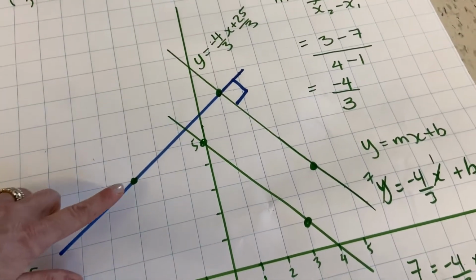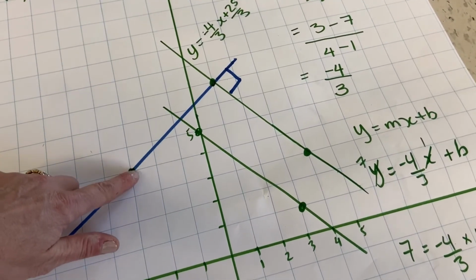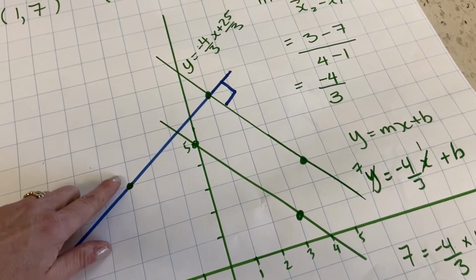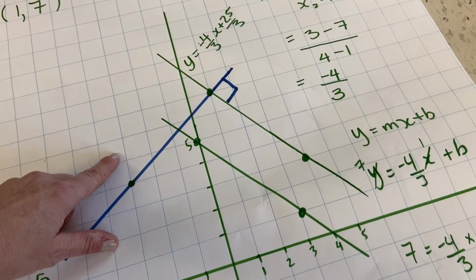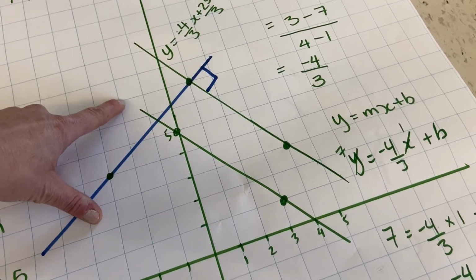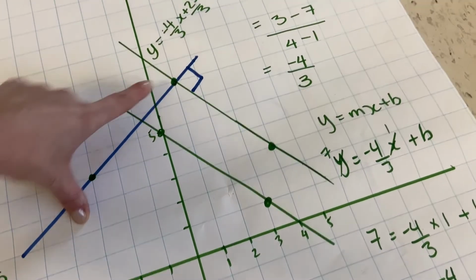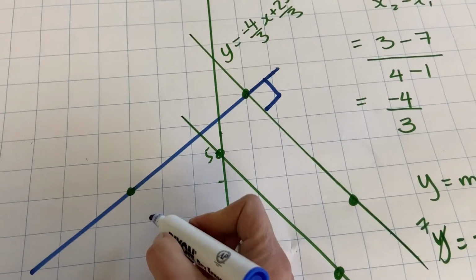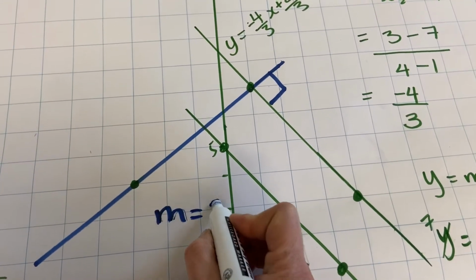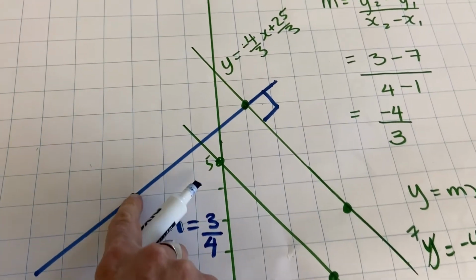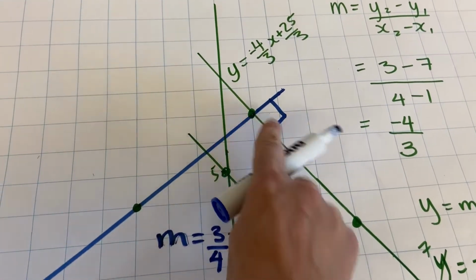If I look at this point over here, and I want to get from this point to here, instead of going down, this time I need to go up. 1, 2, 3. I'm going up 3 and across 4. That's really interesting. The slope for this line right here is going to be up 3 and across 4.